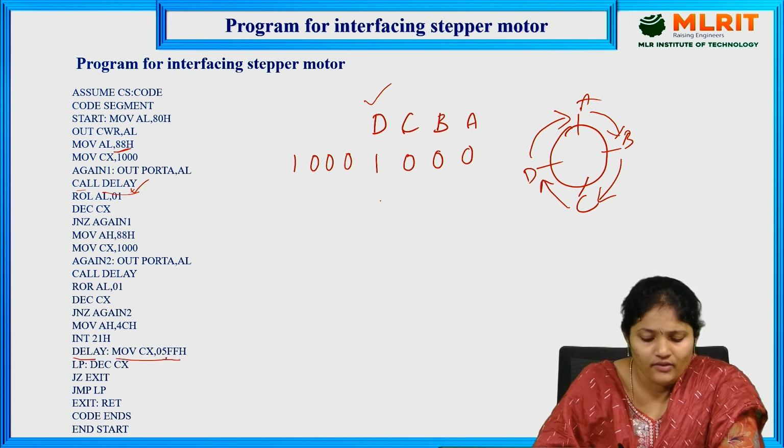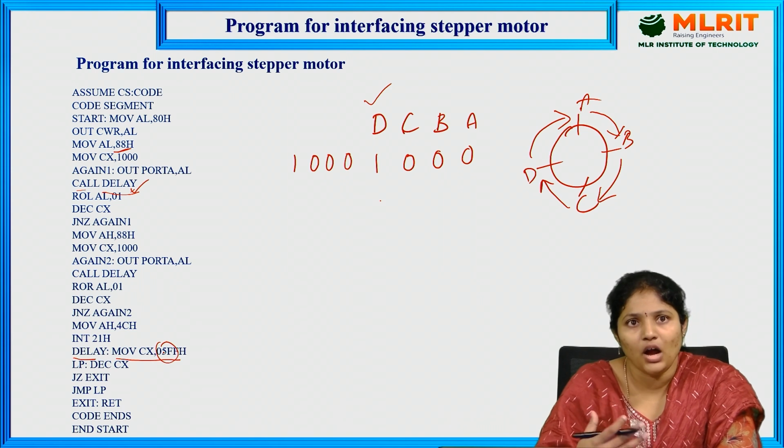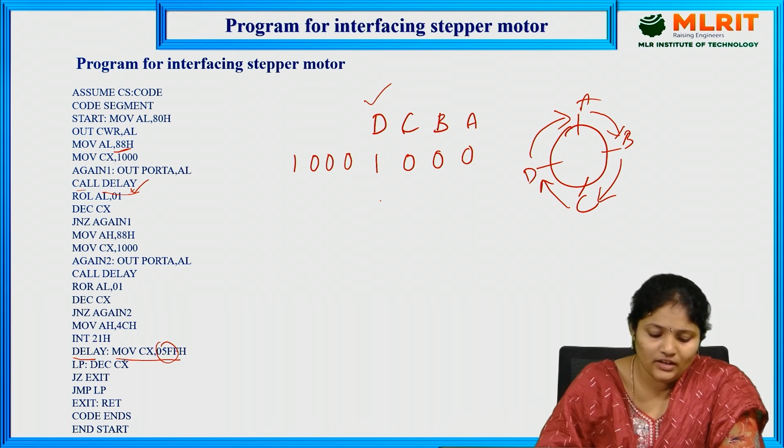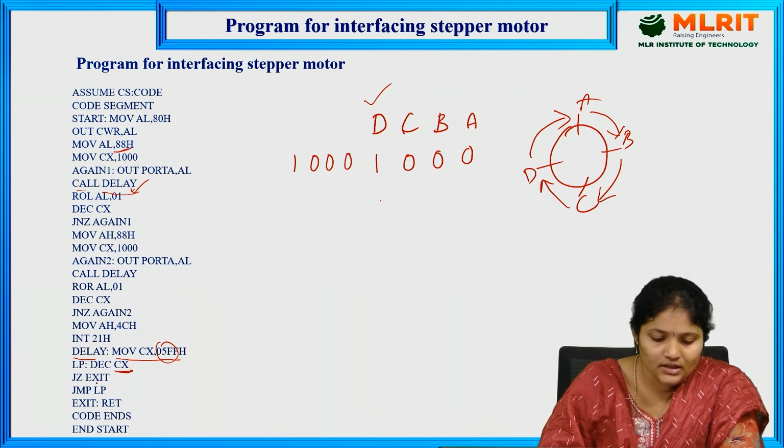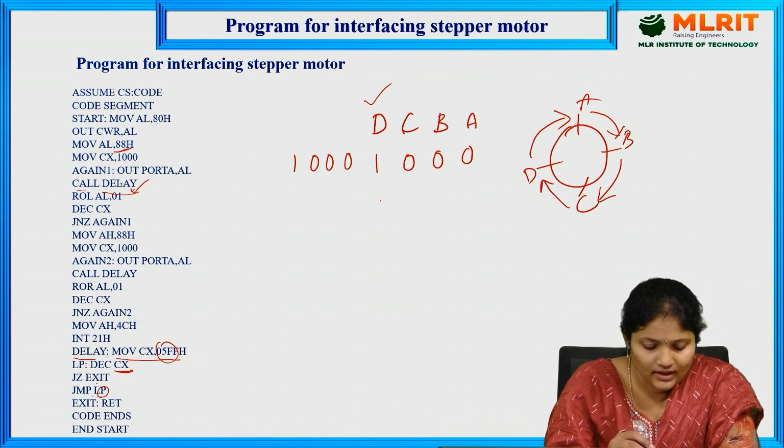Here I have been loading CX with some data. Until this count decreases to 0, it will be in a wait state. Once it is decremented to 0, it will move on, otherwise it will jump to the loop again. Now coming back to the main program.